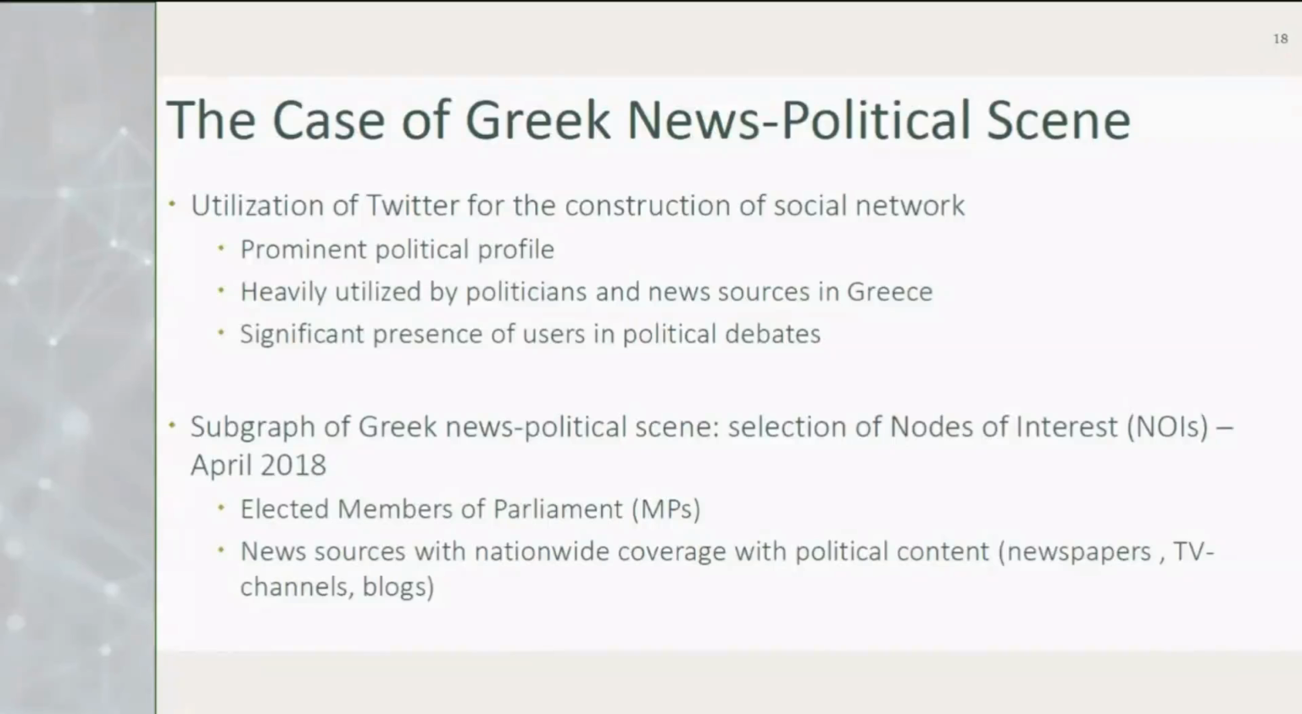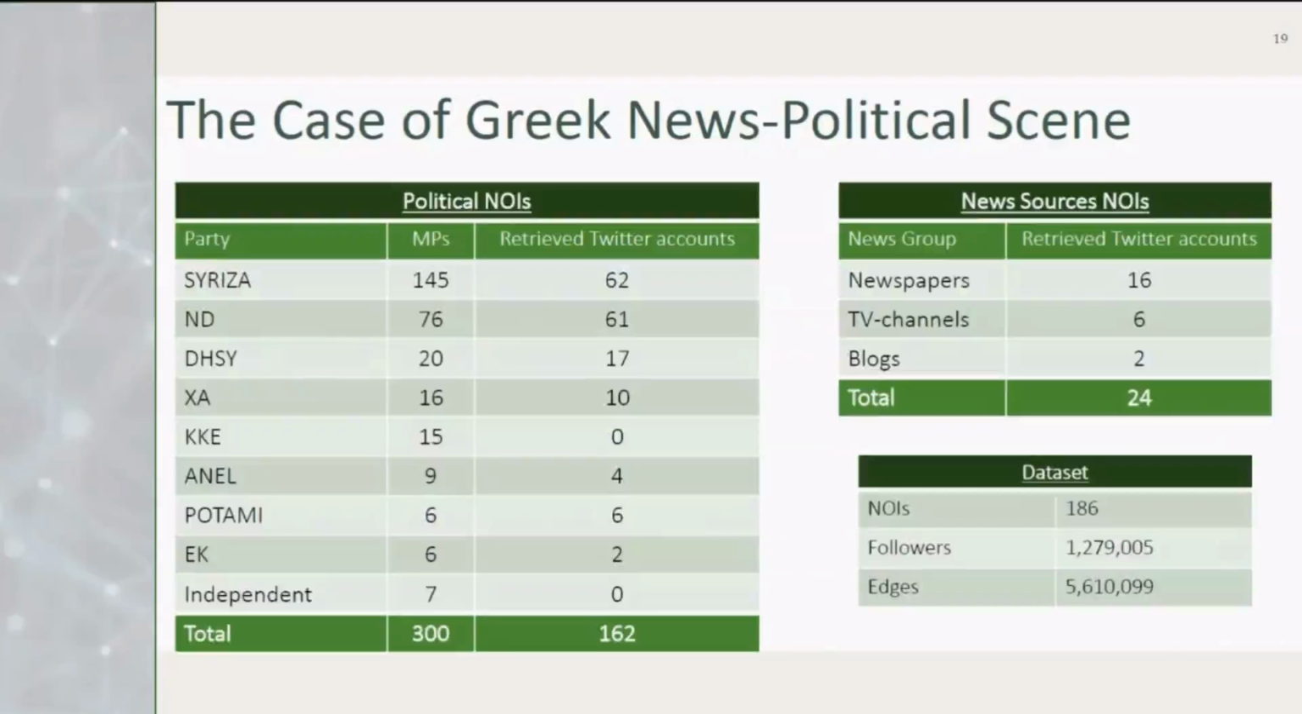We named these actors nodes of interest, and I state that this research took place in April 2018. We chose as nodes of interest the elected members of parliament of the then parliament in April 2018, the MPs, and also well-known news sources with nationwide coverage, such as newspapers, TV channels, and a couple of blogs. The breakdown of the nodes can be seen in the slide here.